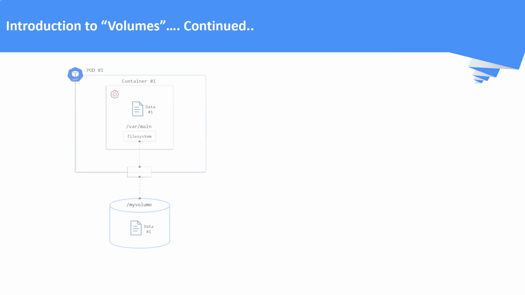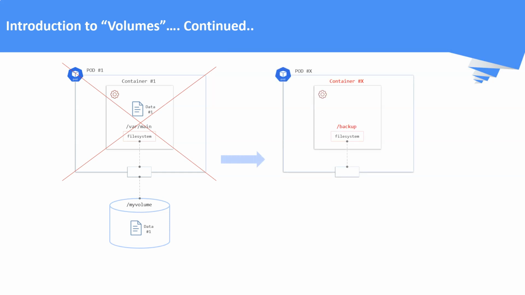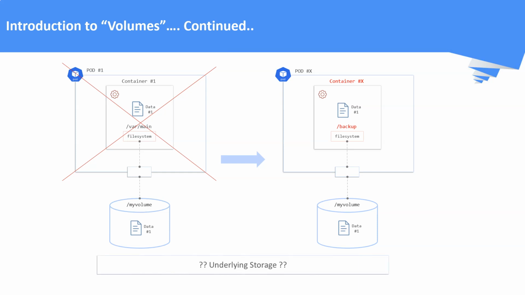Let us take an example where we have a volume mounted to pod number 1. So the data generated by pod number 1 will be stored in this volume. Consider that this pod number 1 is deleted and recreated as pod number X. This pod X can consume the same volume used by pod number 1 along with the data created by pod number 1. One point to note here is, how do these volumes gain the underlying storage? How do they get the storage and from where? Let us discuss the same in the next slide.